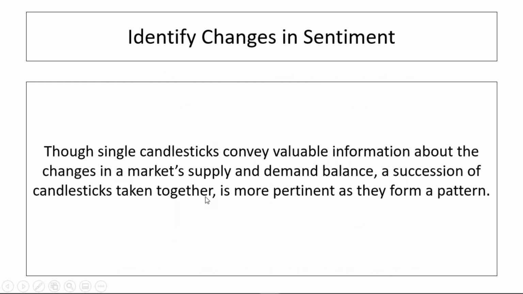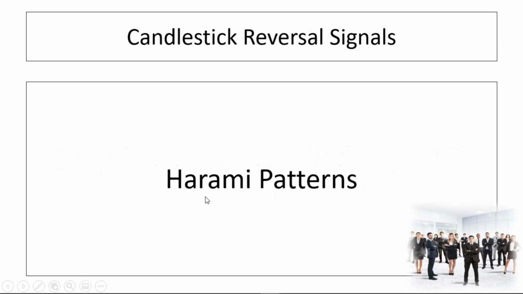And it says here, those single candlesticks convey valuable information about the changes in a market supply and demand balance. A succession of candlesticks taken together is more pertinent as they form a pattern. So that's what we're going to talk about today. We're going to talk about patterns, two or more consecutive candlesticks which form a specific pattern. Okay, and we're going to first start off with Harami patterns. Harami, if you don't know, is a Japanese word that means pregnant woman. In a moment, you're going to understand why these particular patterns were named Haramis.